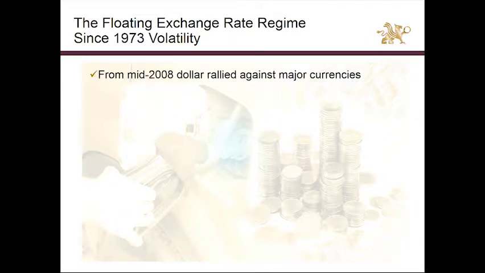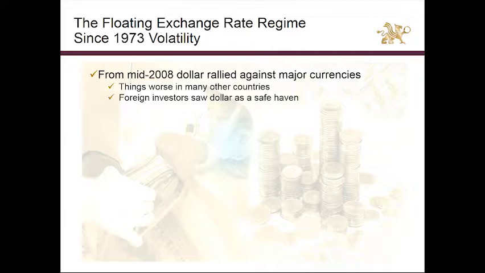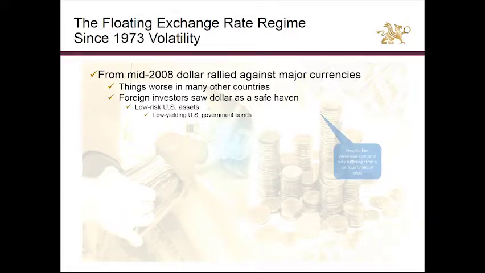Interestingly, from mid-2008, the dollar staged a rally against major currencies, despite the fact that the American economy was suffering from a serious financial crisis. The reason seems to be that despite America's problems, things were even worse in many other countries, and foreign investors saw the dollar as a safe haven and put their money in low-risk U.S. assets, particularly low-yielding U.S. government bonds.